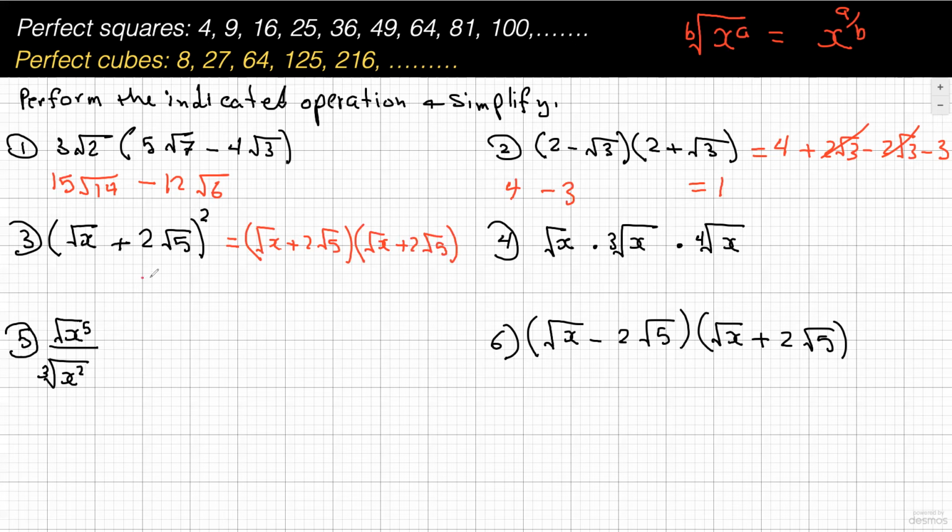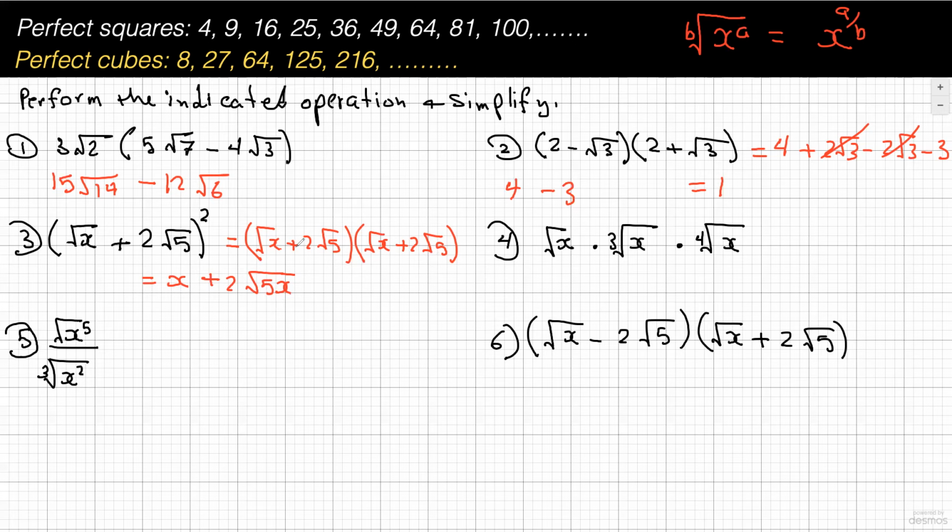Now let's start foiling. As I said, if you multiply a radical by itself, just get rid of the square root and just write an x, much easier. And then root x times 2 root 5 will just give you plus 2 root 5x, because you multiply the radicals together and you get 5x under the root.